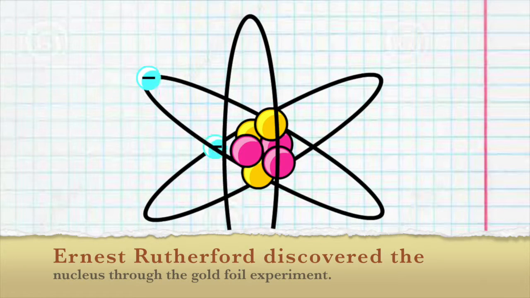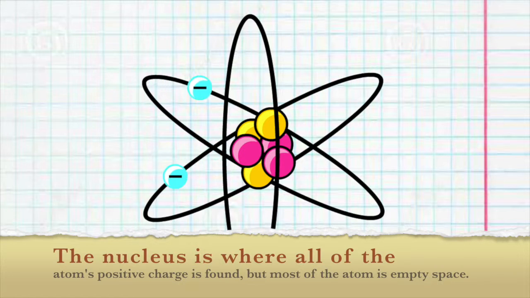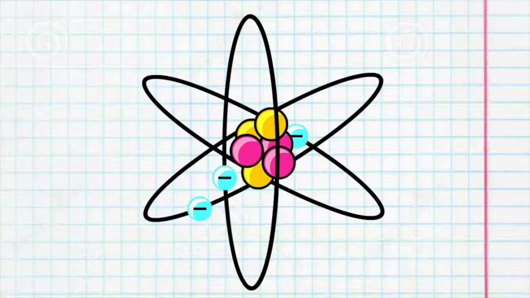Ernest Rutherford discovered the nucleus through the gold foil experiment. The nucleus is where all of the atom's positive charge is found, but most of the atom is empty space. The nucleus is made up of positive and neutral particles called protons and neutrons.